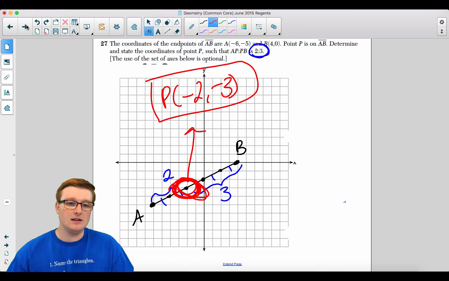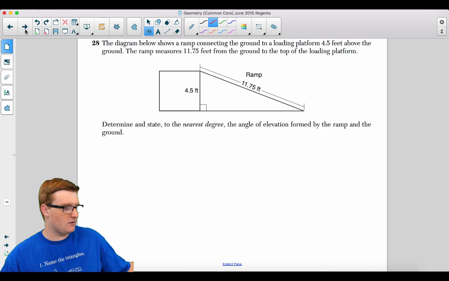All right? That's kind of a tricky question, not going to lie. All right, let's move on to question number 28.